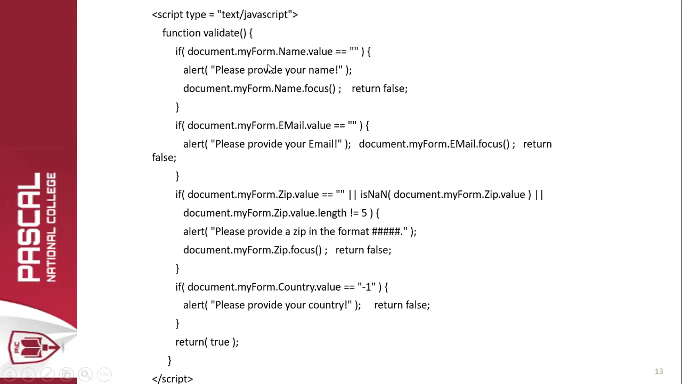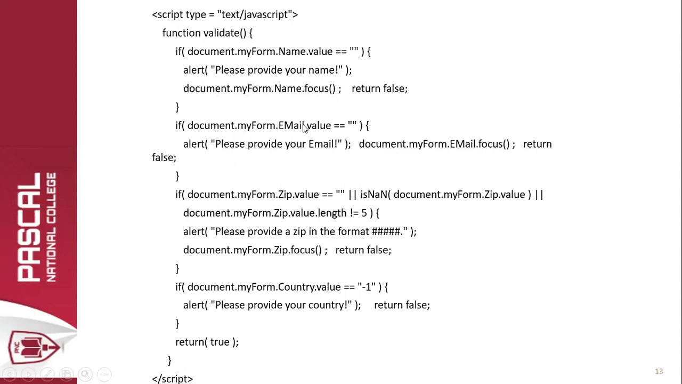Now you can access the value by calling its name. myform is the name of the form. So document.myform.your text field name.value. If this is equal to an empty string, then you display a message like alert, please enter your name. Document is not necessary in this case; you can just include myform.name.focus. If this is empty, you want your cursor to be put on that text field, so that's why the focus function is called, then return false.